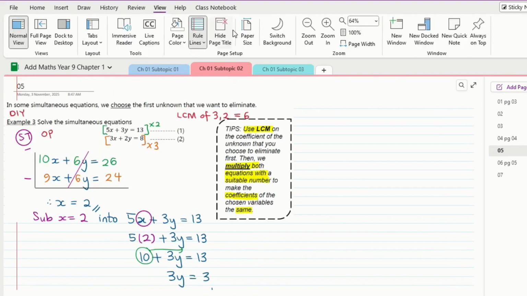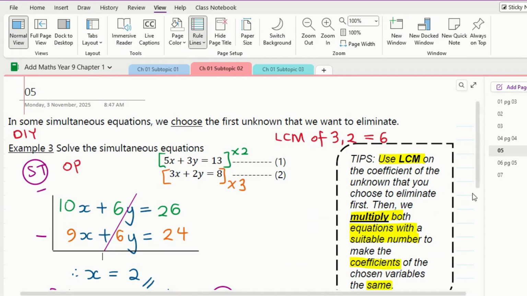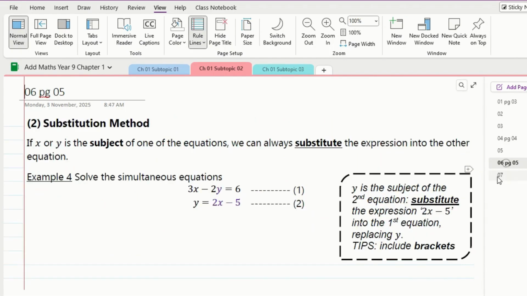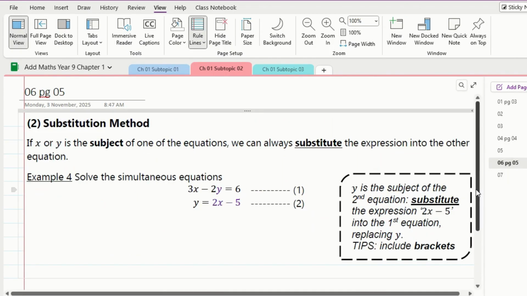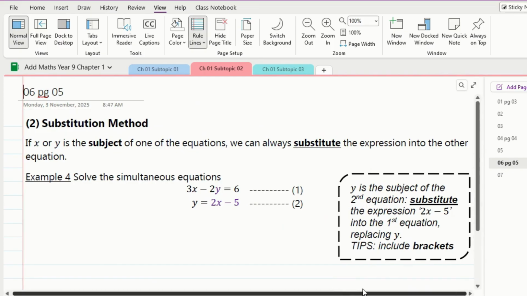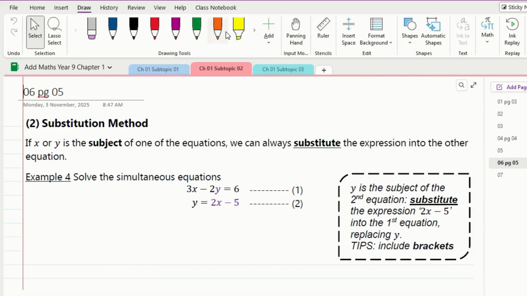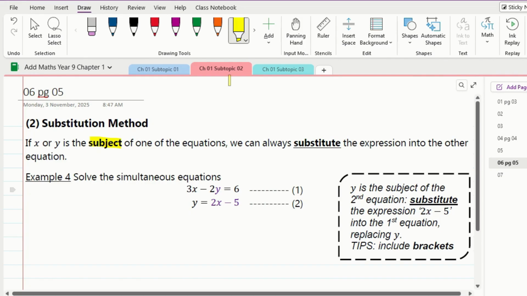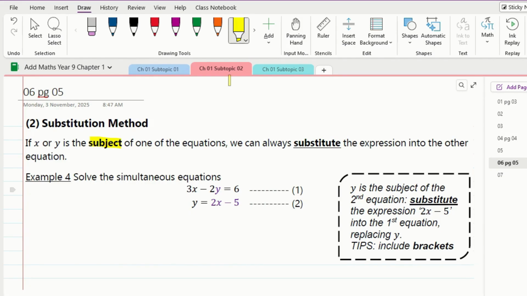Now, moving on to the second method of solving simultaneous equations, which we call the substitution method. So here, substitution method involves substituting the content of the subject of any equation that you see. For example, if x or y is the subject of one of the equations, we can always substitute the expression, whatever the content is on the right hand side, into the other equation.